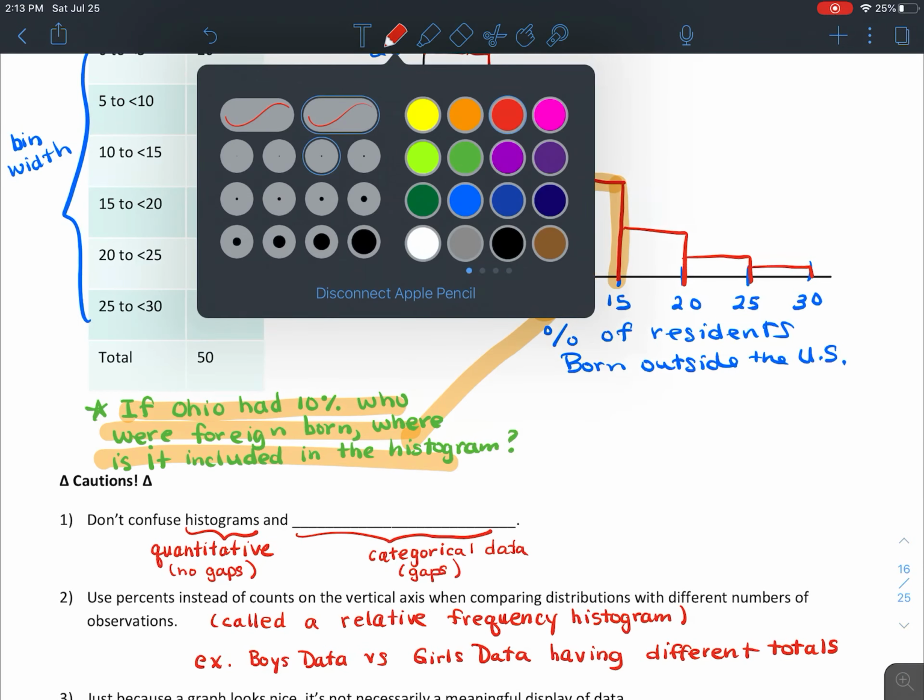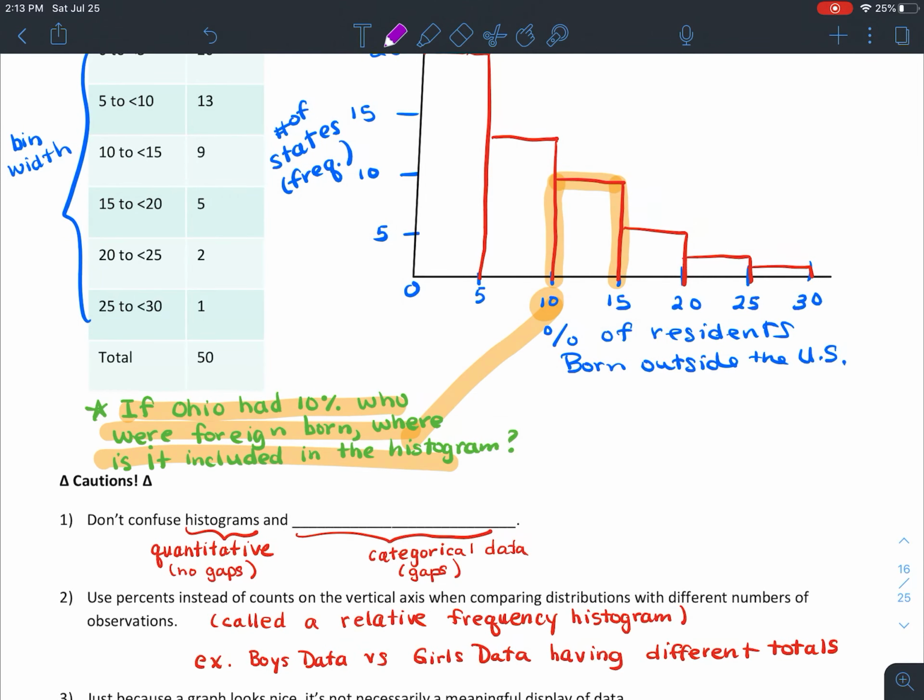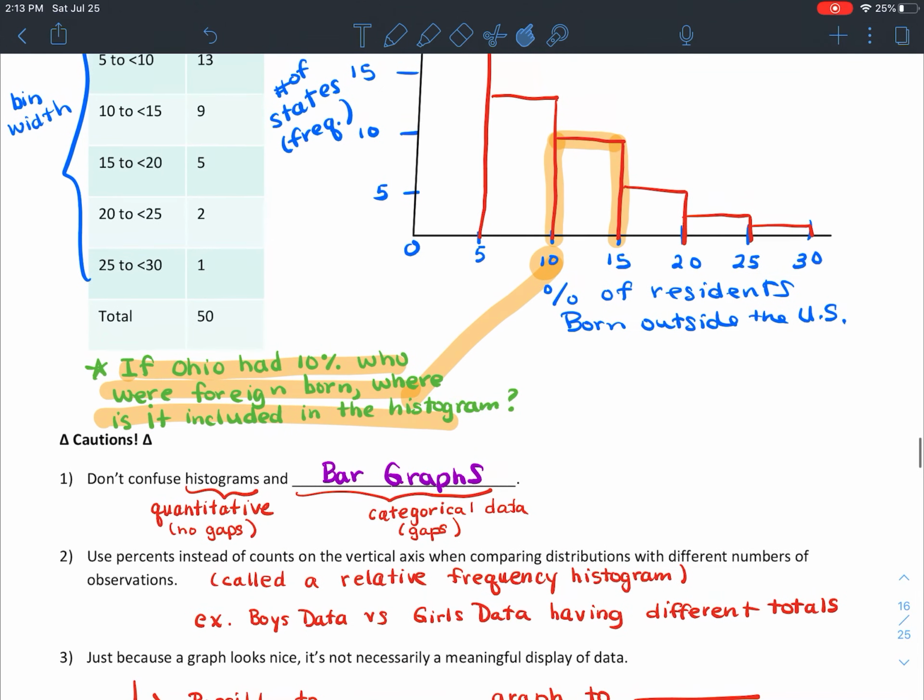Now, a few cautions here. Please don't confuse histograms and bar graphs. And we talked about this distinction right at the beginning of this video. Okay, we said that histograms are reserved for quantitative data and there are no gaps between the bars. Bar graphs are for categorical data where there are gaps in between the bars.